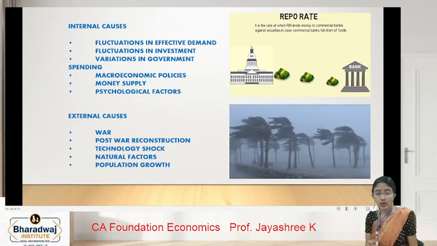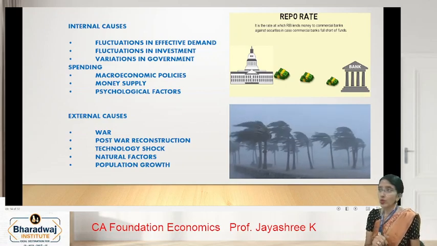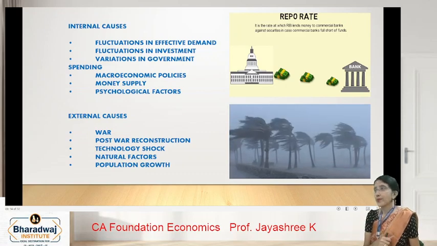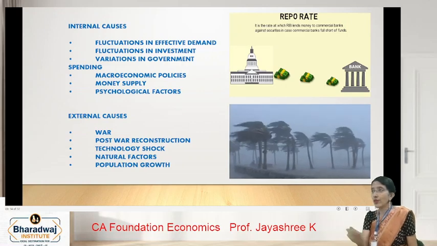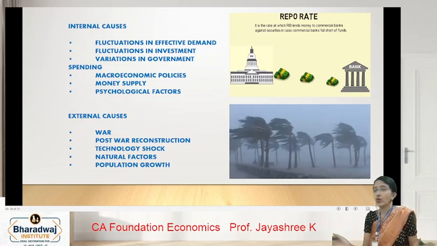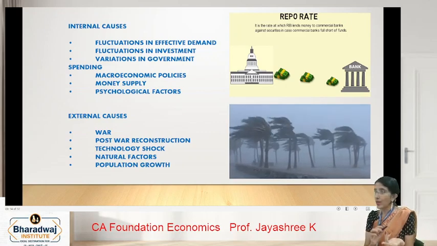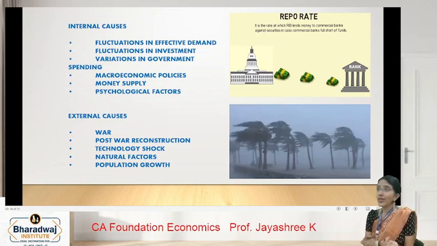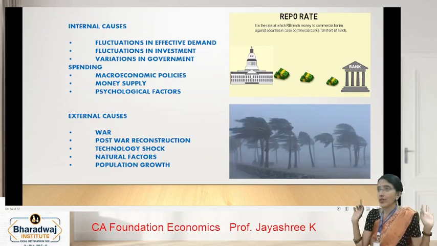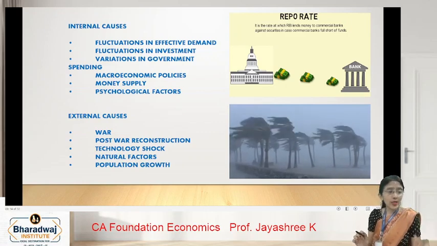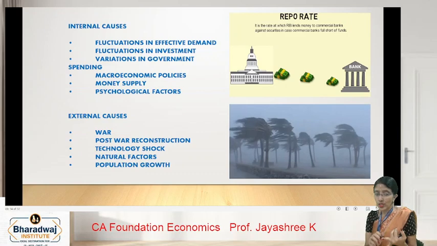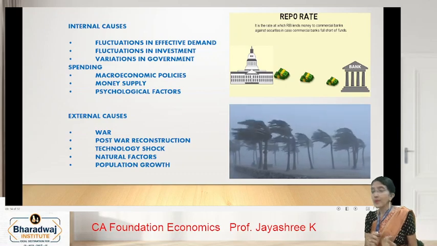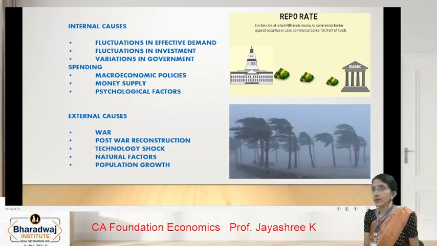So take down the internal causes, take down the external causes. Among the two, internal causes are difficult to find out. And look at this particularly, as I say, variations in government spending. General tendency will be to call this as external, I mean, beyond the control of a firm. Here, controlling power can be company, can be government, can be international government or international organization. Some control over it. All those factors will come under internal causes. So that is why we have fluctuations in effective demand, fluctuations in investment, variations in government spending, macroeconomic policies, money supply, psychological factors. Can you understand?